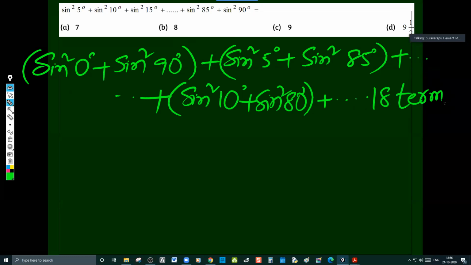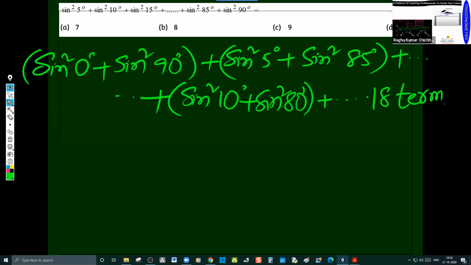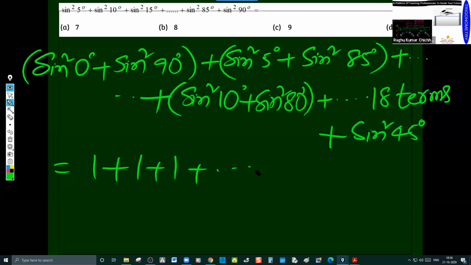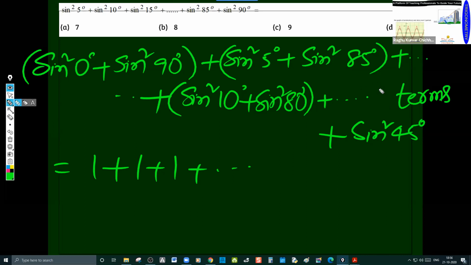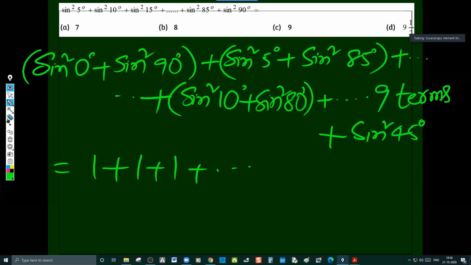Plus sine square 40. 1 plus 1 plus 1 plus so on. No, it is 9 brackets, I think. 9 brackets only, sir. 18 terms, 9 brackets. Yeah. I'll be writing it as 9 brackets, so that it will be clear. All right, sir.